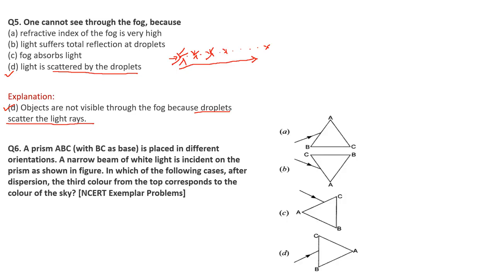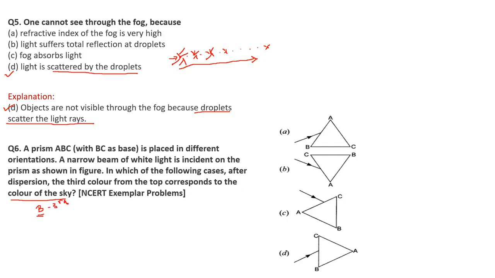Coming to the next question, a prism ABC with BC as base is placed in different orientations. A narrow beam of white light is incident on the prism as shown in the figure. In which of the following cases, after dispersion, does the third color from the top correspond to the color of the sky? Now here, let's see what is the color of the sky. Blue. That means blue should come on the third position, right?